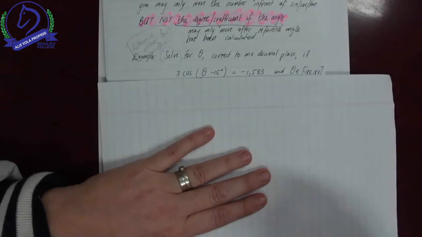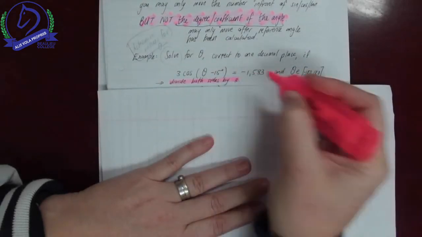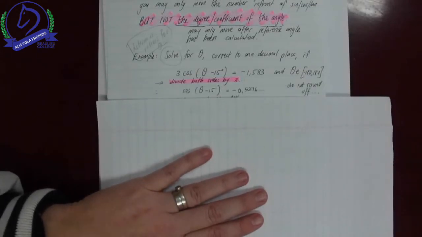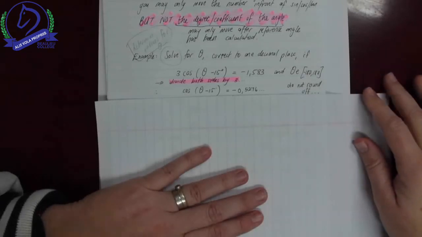It's not going to give me my special angles. So what am I going to do first? I'm first going to divide both sides by 3. So I will have cos(theta minus 15) equals minus 0,5276. I am not going to lose any decimal values in the middle of a question. I'm only allowed to round the answer at the end.